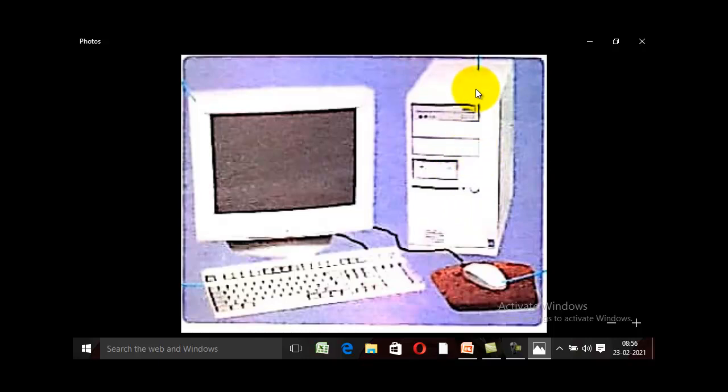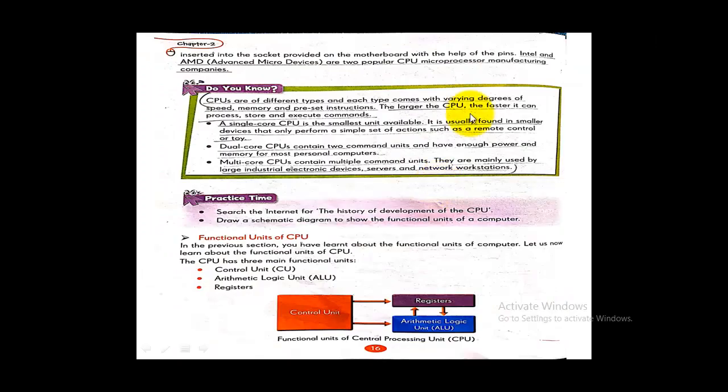Okay, inside these is also the motherboard. The motherboard is a board. In that motherboard everything is fitted: the RAM, random access memory, the hard drive, the DVD drive, the floppy drive, everything is fitted in that motherboard itself only. Got it? Now the socket is provided on the motherboard with the help of the pins.